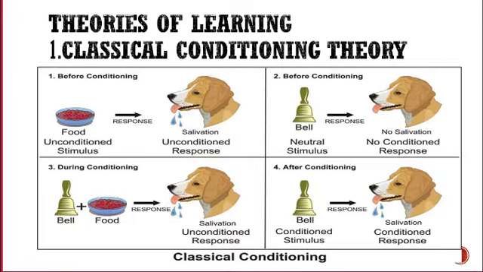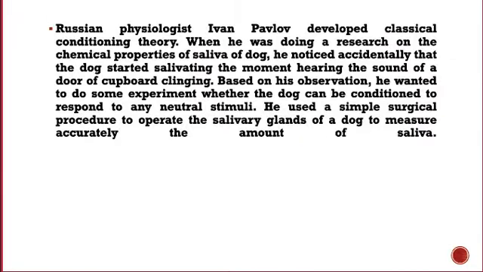So the result of classical conditioning theory was that people learn by associating things with one another. जैसे dog ने associate किया कि जब भी bell बजेगी मुझे खाना मिलेगा. Is it clear? So the conclusion of this theory was that people learn things by associating two things together. Is it clear?